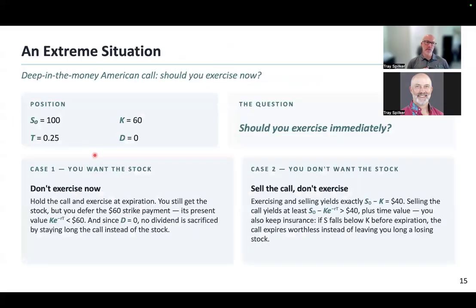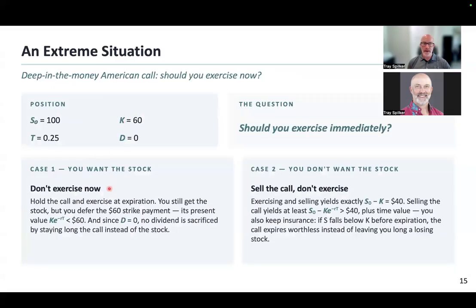So here's an extreme situation for a deep in the money American call option. And the question is, should I exercise this thing immediately? Here's our situation. It's deep in the money. Share price is $100. Strike price is $60. Time to maturity is pretty short, 3 months, no dividend here. In case number one, let's say I want the stock, which means I want to exercise this thing, pay the $60 so I can receive the stock.